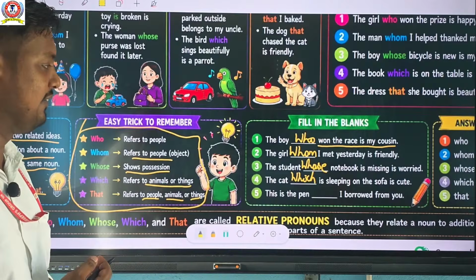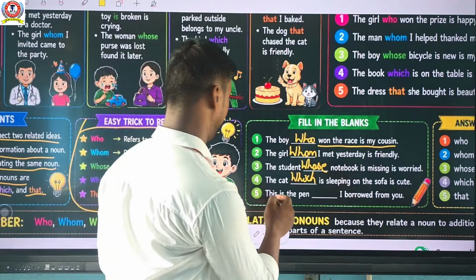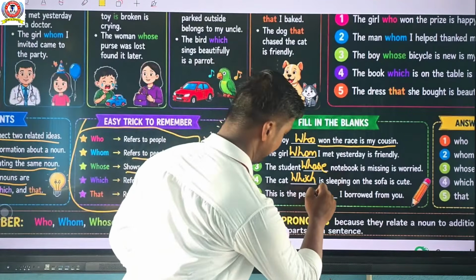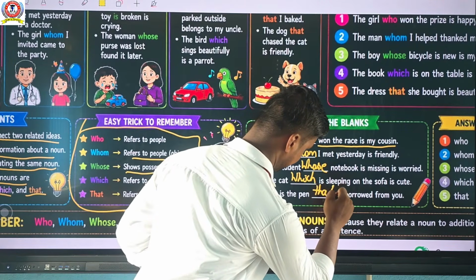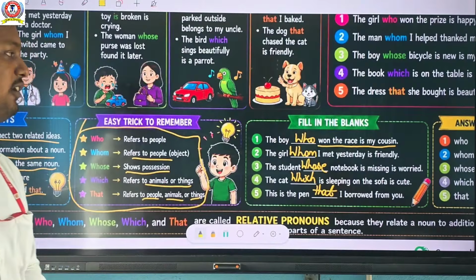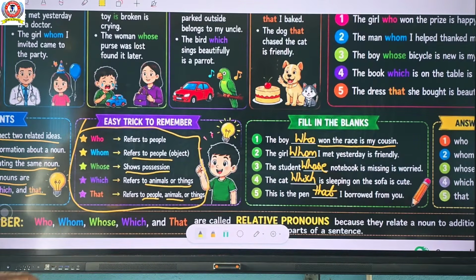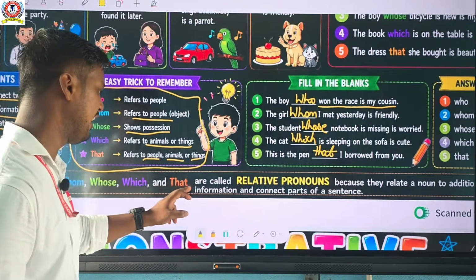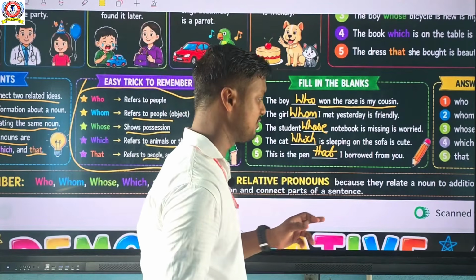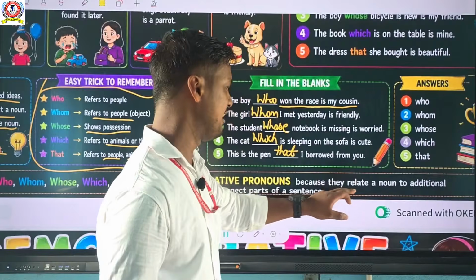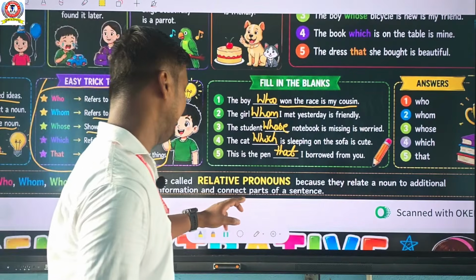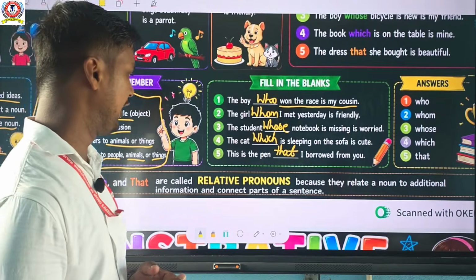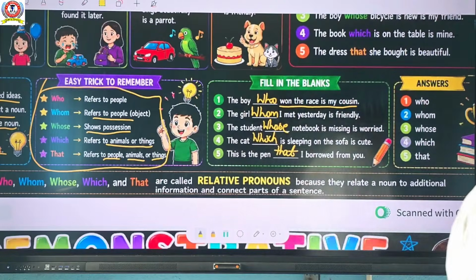This is the pen ___ I borrowed from you. This is the pen. Pen refers to people, animal, or things, so we have to use that. Any doubt regarding relative pronouns? Please remember who, whom, whose, which, and that are called relative pronouns because they relate a noun, add additional information, and connect parts of a sentence. Any doubt regarding relative pronouns? Then we go to the next slide.